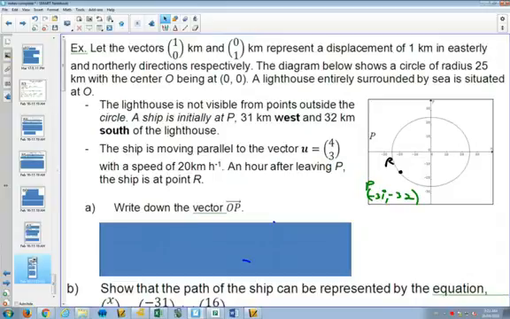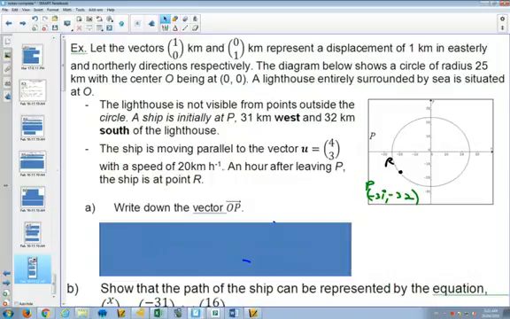So again, we've got our standard vectors 1, 0, and 0, 1 as kilometers, and north and east. There we've got a circle of radius 25 with center at O, and the lighthouse is right at that origin. Okay? So anytime you're outside of that circle, you can't be seen by the lighthouse.